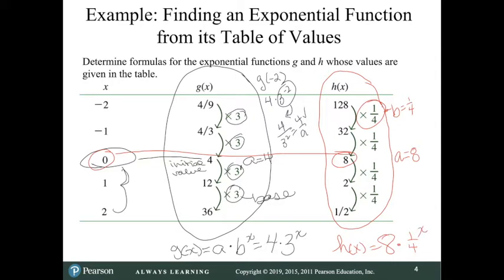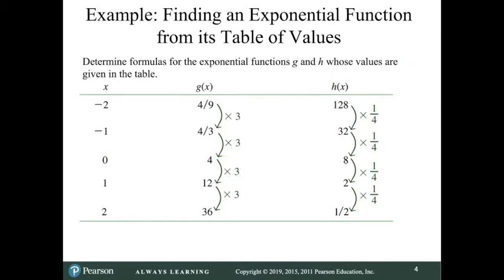Let's test it out. Let's see what happens for h of 2. So this is 8 times 1/4 squared, or 8 times 1 over 16, which is 1/2. And that is what we got. Okay, so we've found our equations and we have tested them. G of x and h of x. Okay, so that's how we can find an exponential equation.